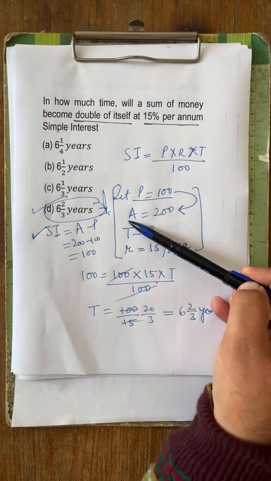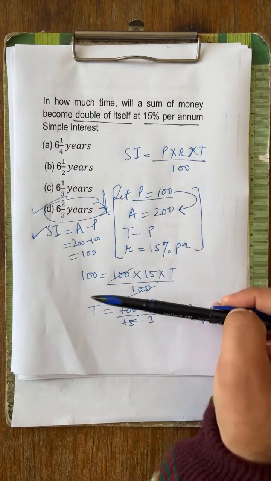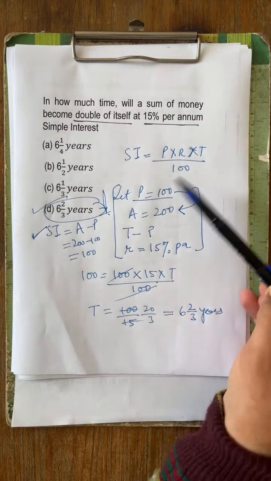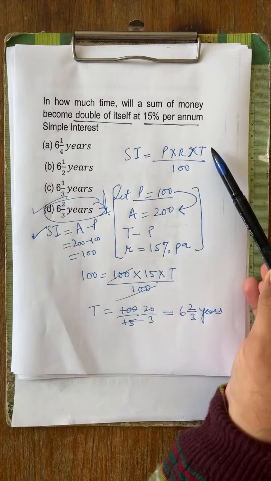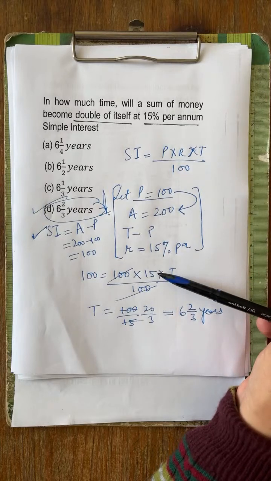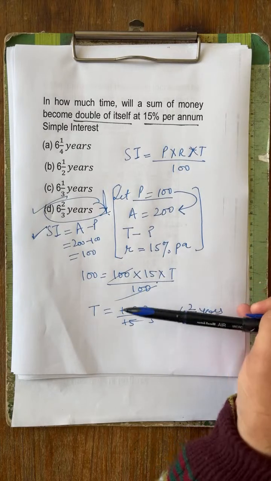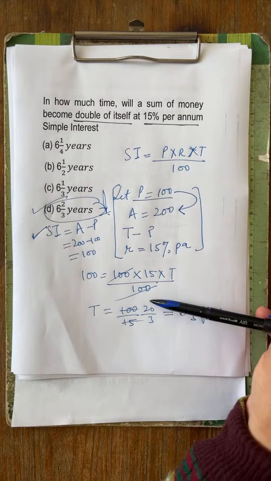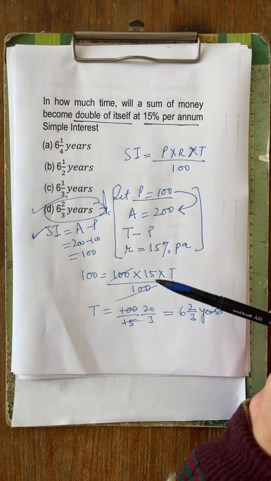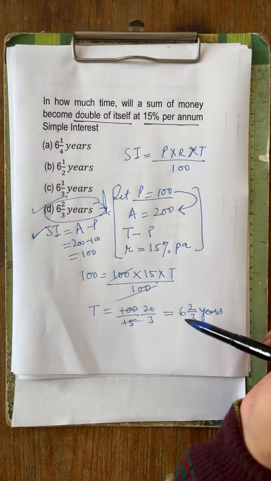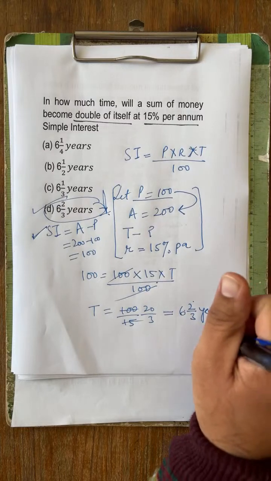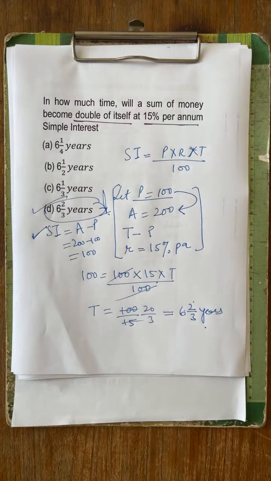Now amount minus principal is simple interest. We have substituted all the values in this formula. Simple interest is 100, principal is 100, rate of interest is 15, and T we have to find. We get the T is 100 upon 15, so 20 upon 3. So we get 6 2 by 3 as our answer. Now next question.